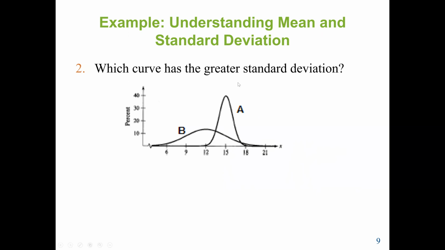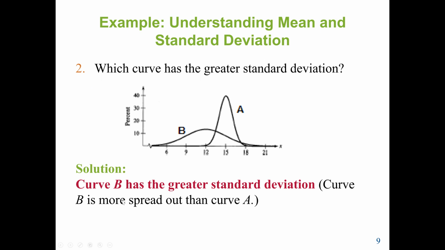Now, which curve has the greater standard deviation? And that will be B, because we can see curve B is widely spread. It's wide. Curve A is shrunk, so its standard deviation is small. So here we say curve B has the greater standard deviation because curve B is more spread out than curve A.